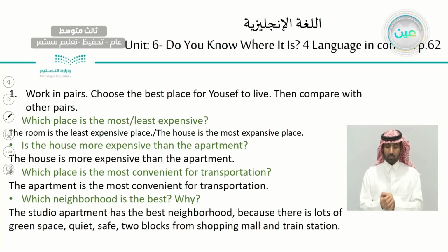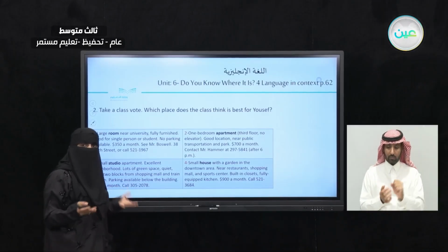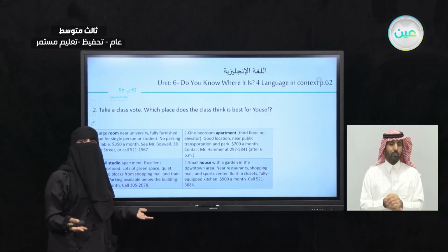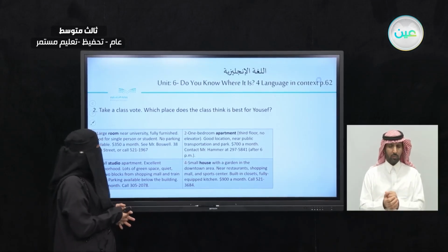So I said the studio apartment has the best neighborhood. I can't stop here. They said why. I have to give reasons, okay? So which place do you think is the best? Every one of you has his or her own opinion. Try to convince your partner with the best one you think suitable for Yusuf.